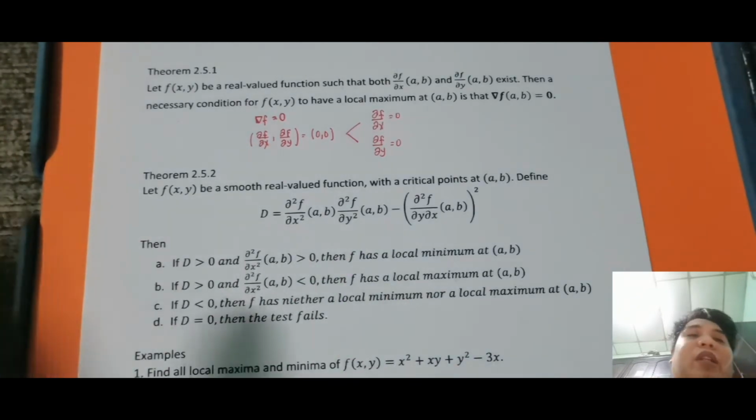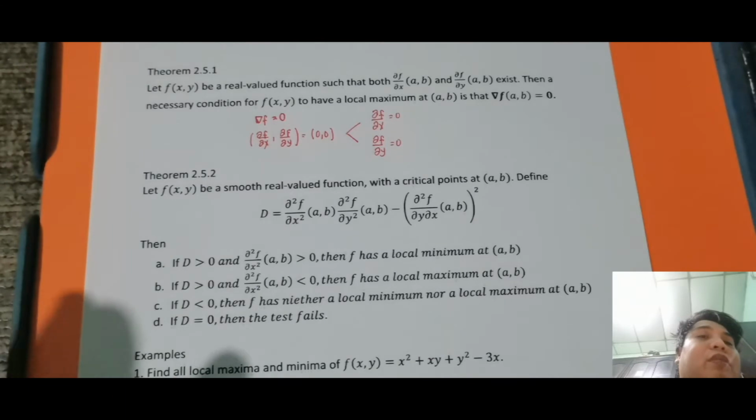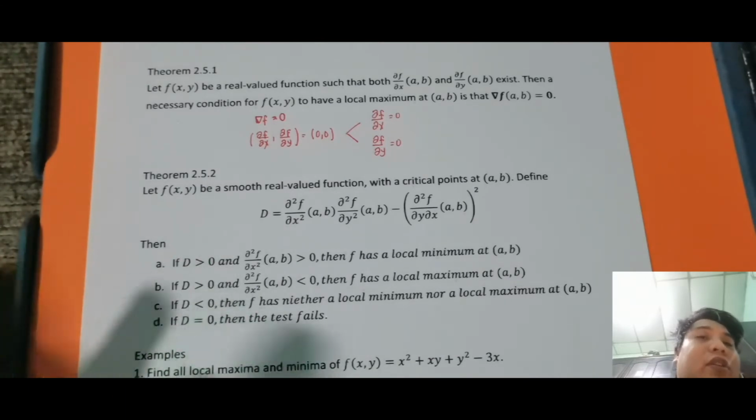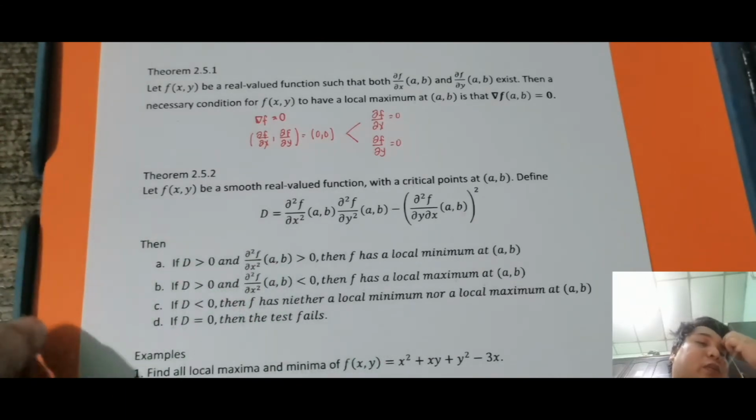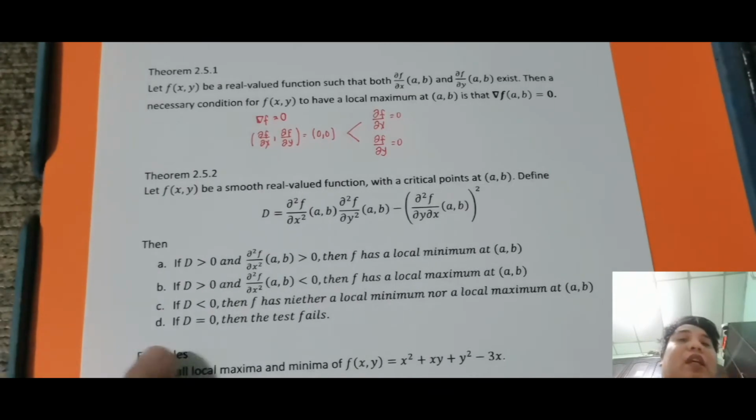So, wala siyang local minimum or local maximum. Okay, so kung d is less than 0, automatic wala siyang local maximum, local minimum. So, pwede naman talaga yun. Lastly, if d is equal to 0, then the test fails.